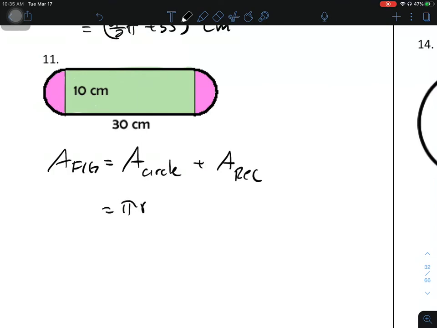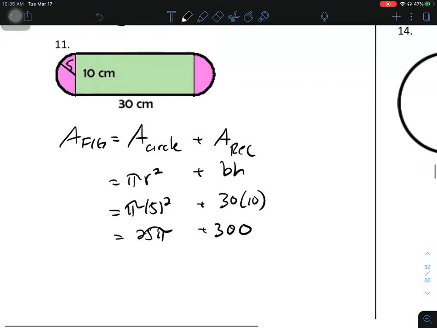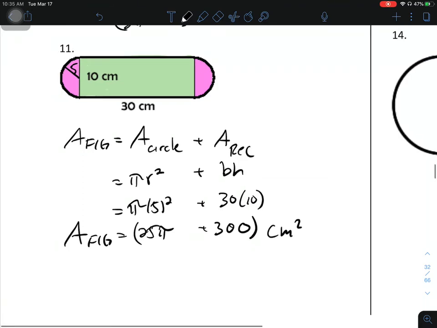Area of a circle is pi r squared. If this dimension here is 10, means the radius has to be half of that. So that's pi times 5 squared. That's 25 pi. Rectangles, base times height. Base and the height are 30 and 10. Makes that 300. So the entire area of this figure is going to be 25 pi plus 300 square centimeters.